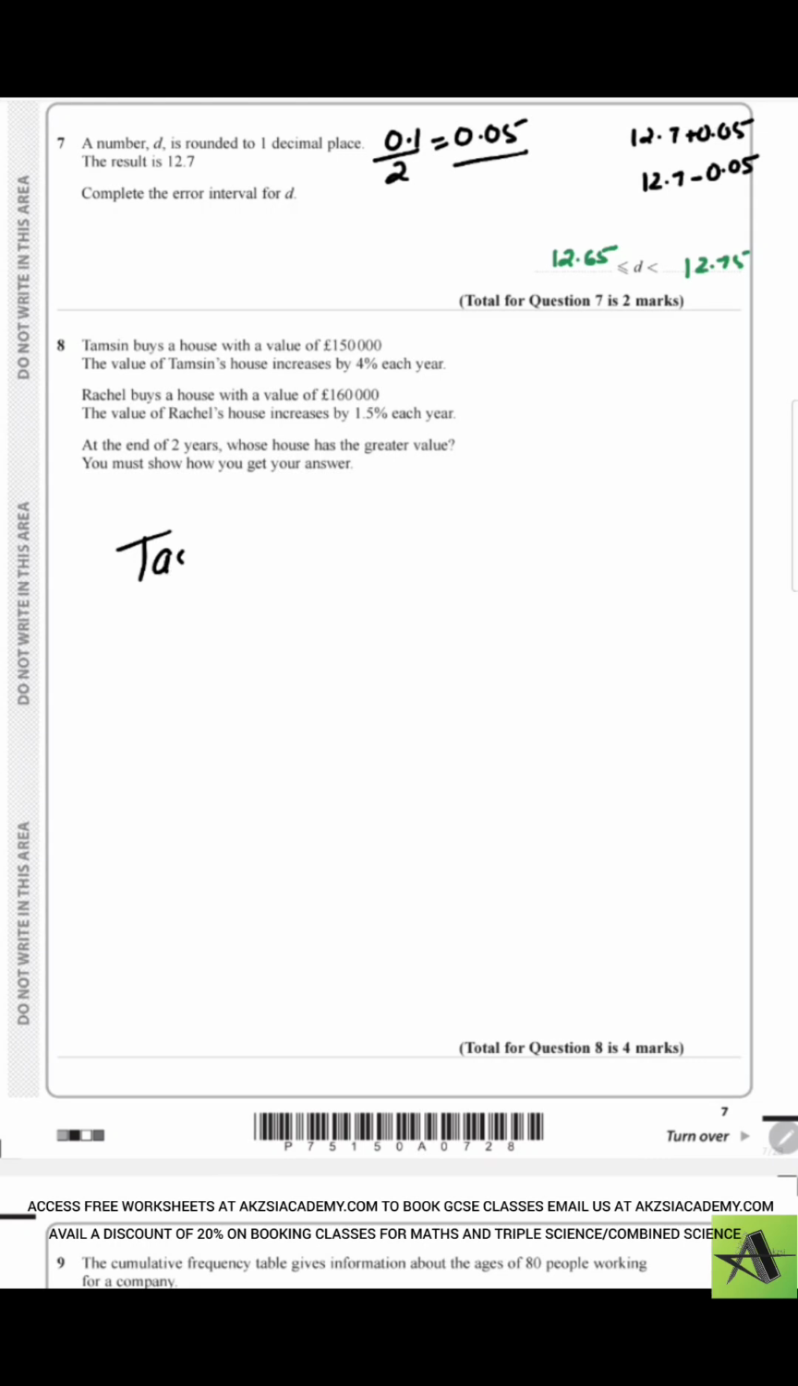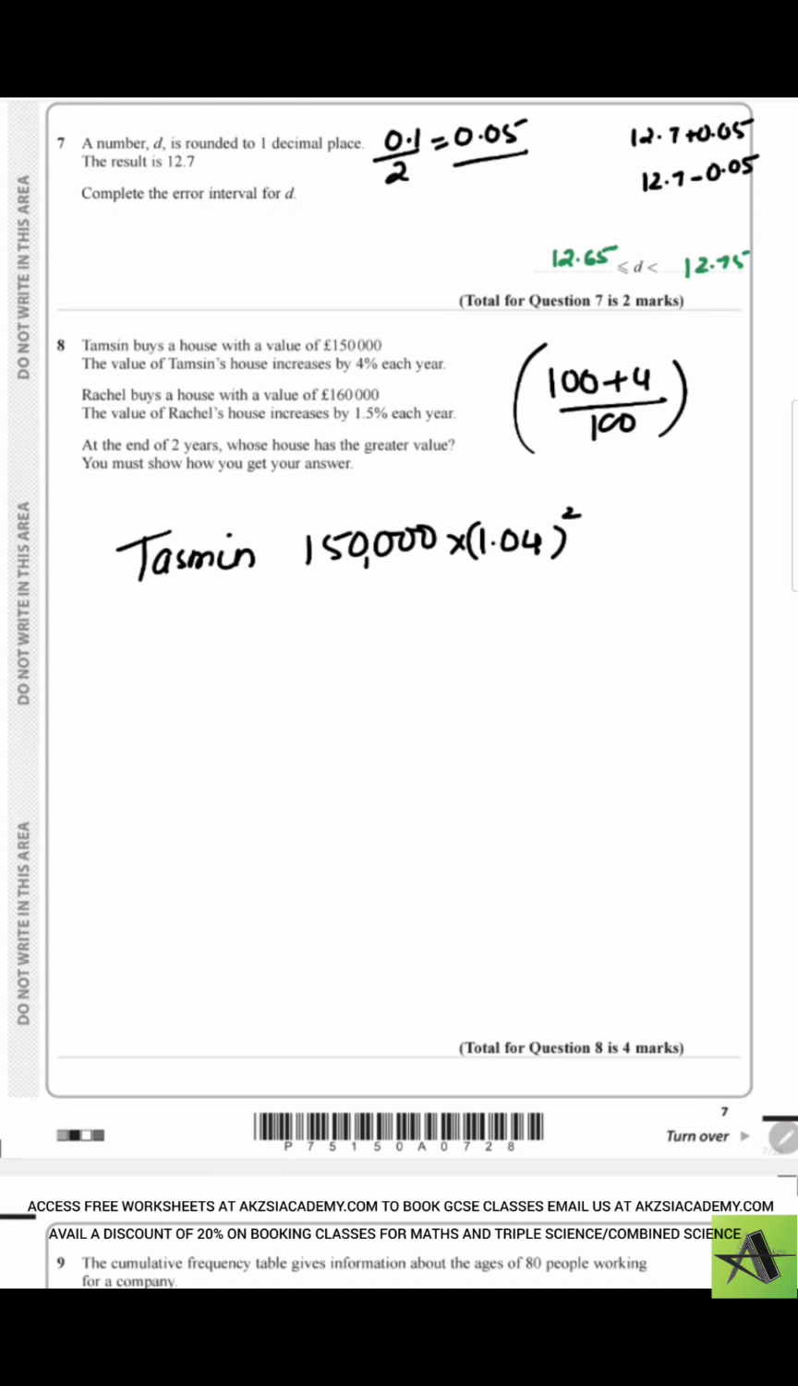So for Tasmin, the value of the house is £150,000, given in the question, and the value is increasing by 4%. That means 100 plus 4 over 100. That's the meaning of increasing. 100% is already there, which is 150,000, and the increment is 4% of it. So you have to multiply the actual value by 1.04. But it's for 2 years, so it will be squared.